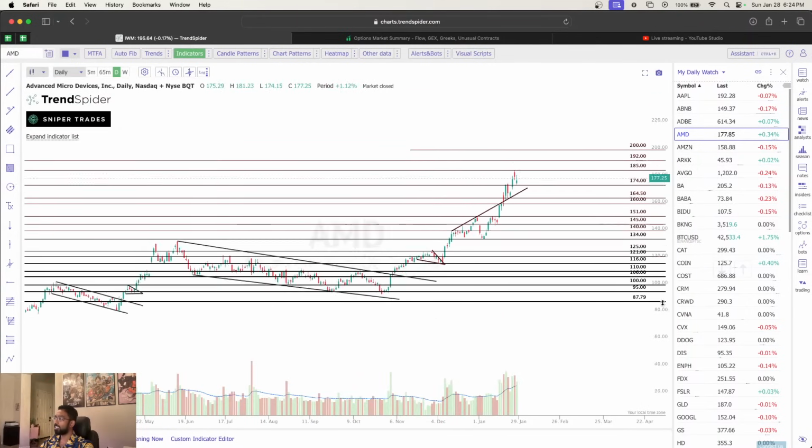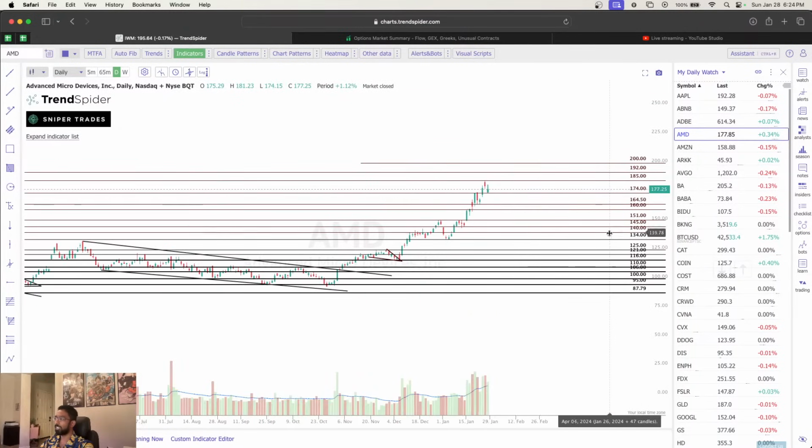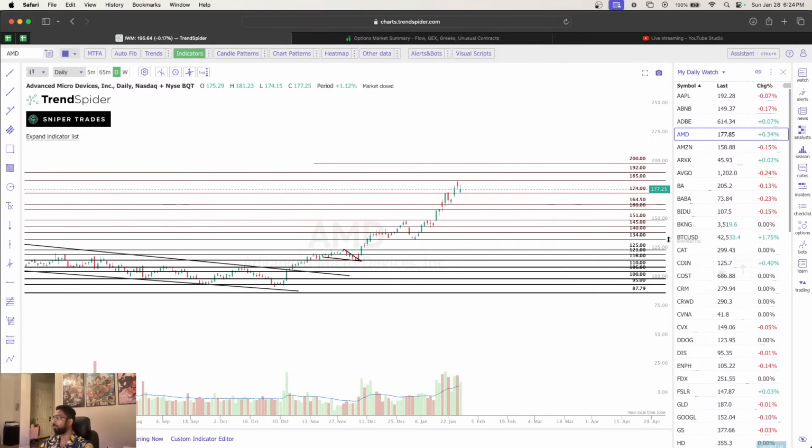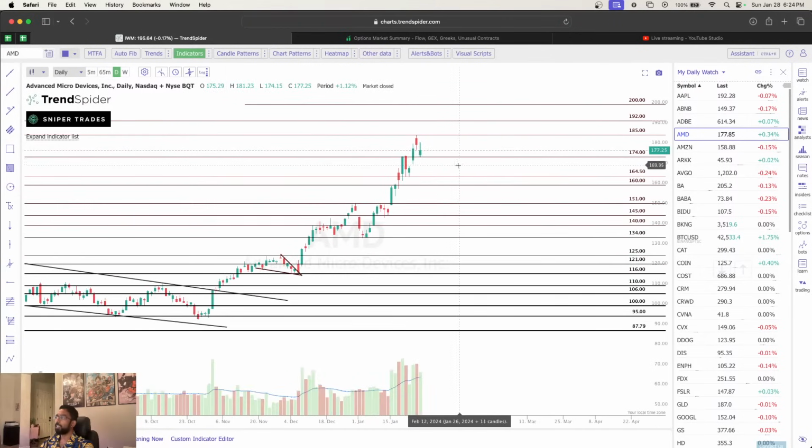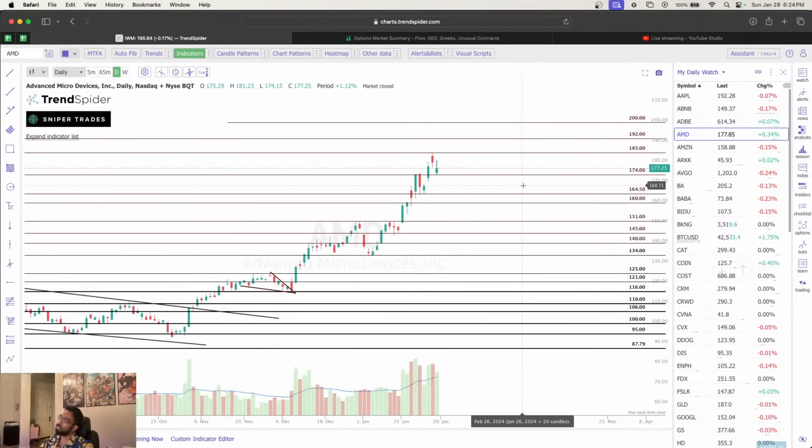Next one is AMD. That's not a valid trend line. Actually, that is a valid trend line. I don't know why it took it off, but AMD reports earnings this week. 174 is a must hold. Me personally, I would want to see AMD retest the 155 to 151 range after its earnings, and after that, I would want to get in. Very elevated premiums.